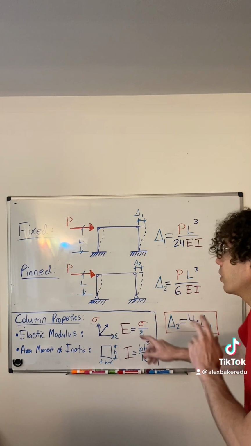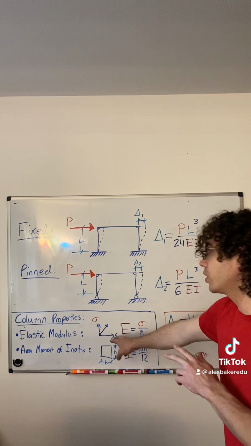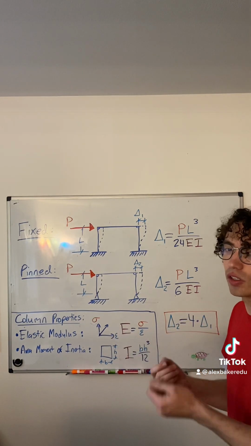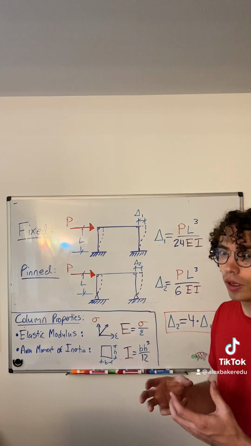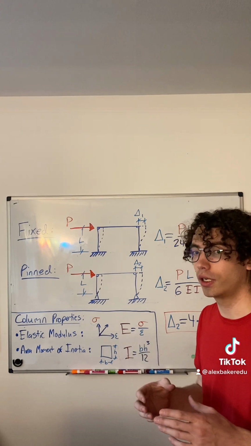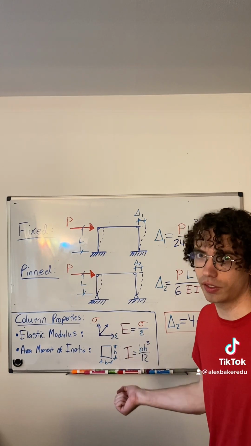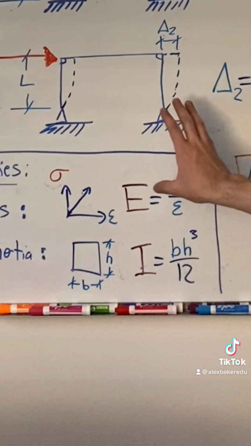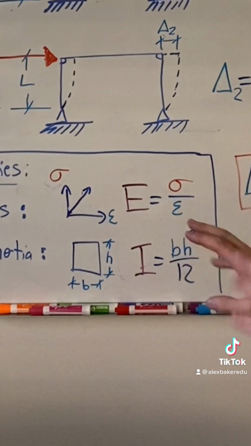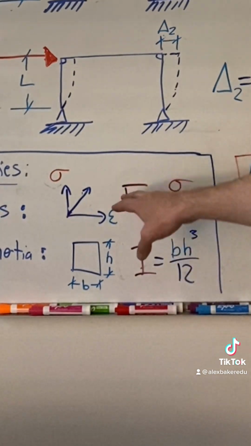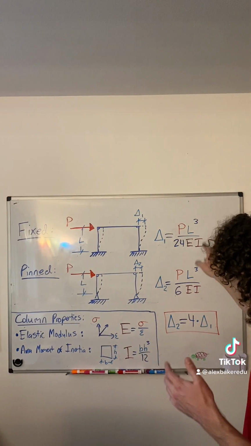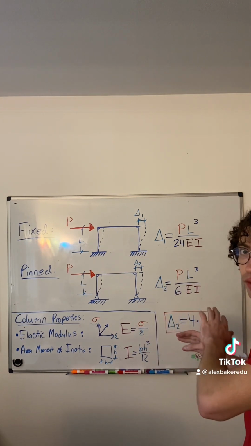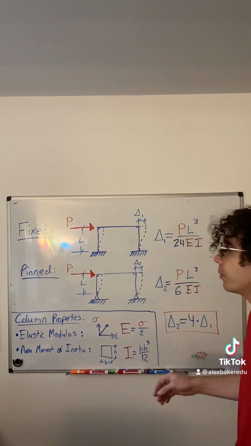Just as a side note, elastic modulus has to do with the material property of how stiff the material is, and the area moment of inertia has to do with, okay, for that column section, how stiff and how strong is the column section. So you can look at these, calculate them. This is for a rectangle section and for a linear material. But that's not needed for the sake of determining the difference between fixed and pinned.